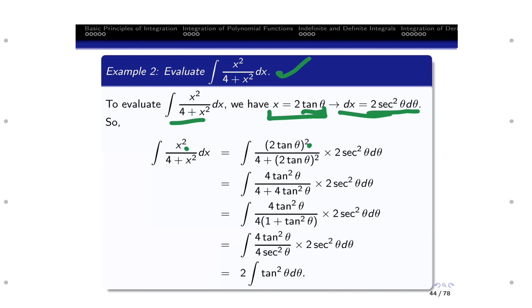So for dx alone, you have 2 sec squared theta d theta like this. And then if you square this, 2 squared is 4, tan theta squared is tan squared theta. Then down here you have 4, and again, same thing, 4 tan squared theta like that, multiplied by 2 sec squared theta d theta. Okay, so now you have 4 tan squared theta up here. Then here you have 4 plus 4 tan squared theta. So you can factorize 4. So you have 4 into 1 plus tan squared theta times 2 sec squared theta d theta.